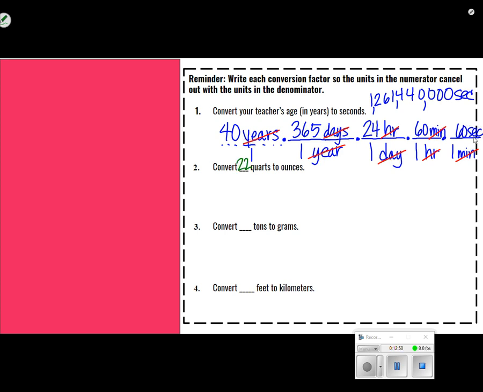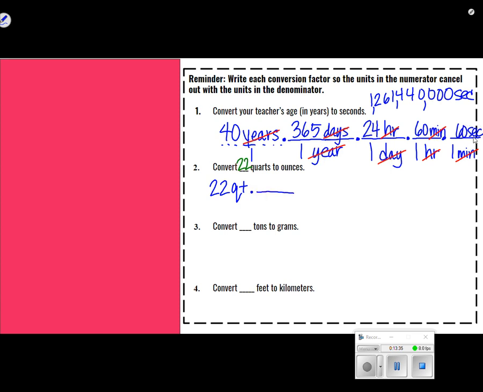22 quarts into ounces. So what you need to do is go back and look at the conversion factors if you want. You do have the slideshow available to you, so if you want to pull that up in another tab so you can access it, you may want to write some of them down in your notes. 22 quarts, and I'm going to abbreviate. Quarts is QT. You can put QTS if you want to.